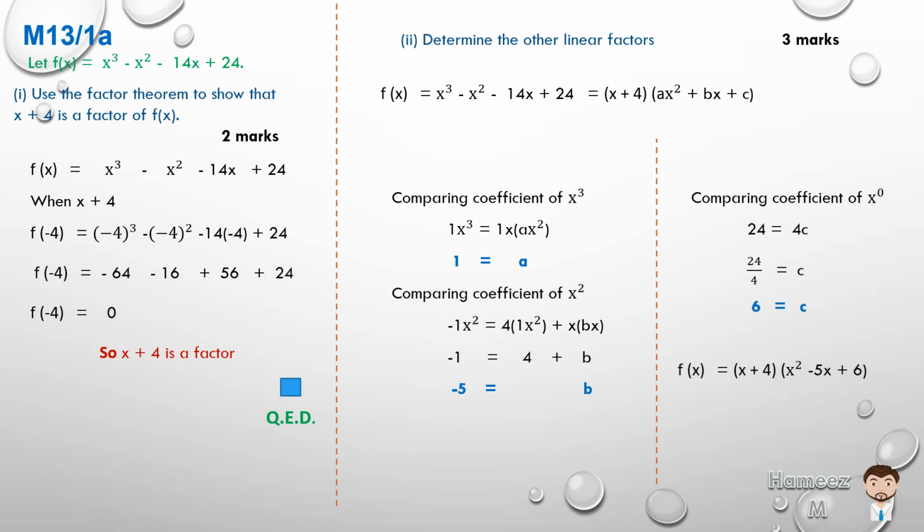So we have f of x equal to x plus 4 by x squared, because a was 1, minus 5x, because b was minus 5, plus 6, because c is 6. And we could factorize that quadratic, so our final answer will be x plus 4 by x minus 2 by x minus 3. And that gives our 3 linear factors of this particular f of x polynomial.